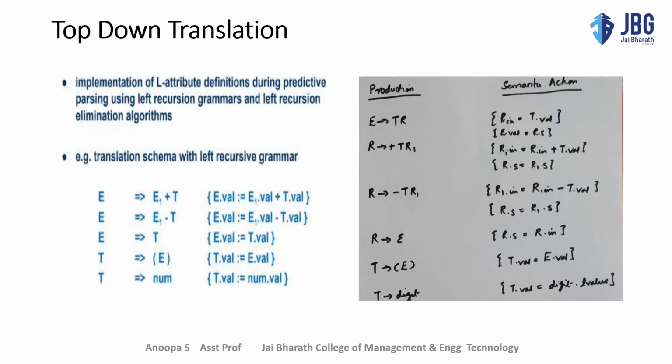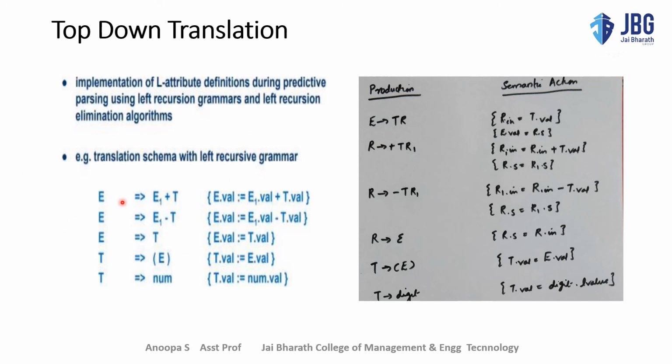Now let us see top down translation. In this case of top down translation, we will be using L attributed definitions. As we have discussed earlier, attributed definitions will consist of both synthesized attributes as well as the inherited attributes, that we have inherited from parents or siblings. So in that case, there is a chance for left recursion in those grammars. The first step is you have to eliminate those left recursions.